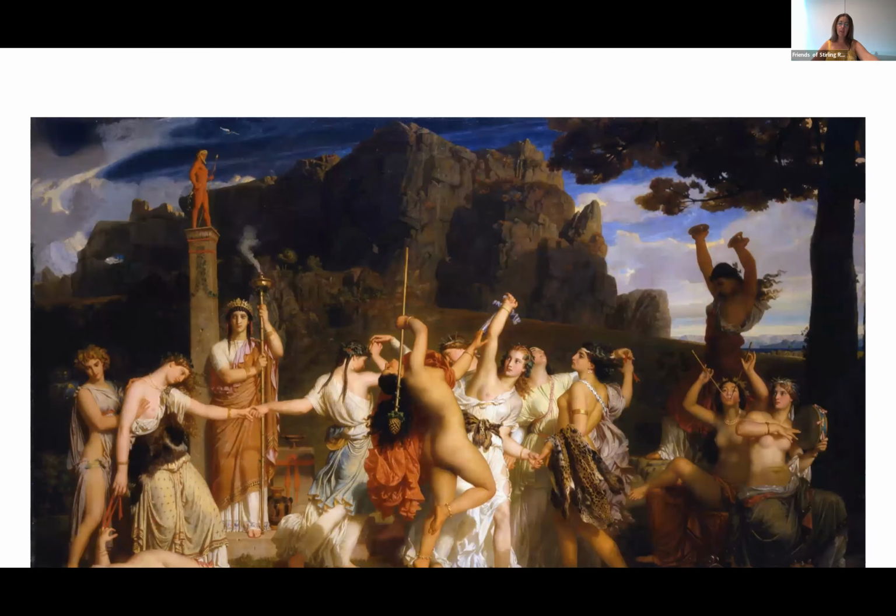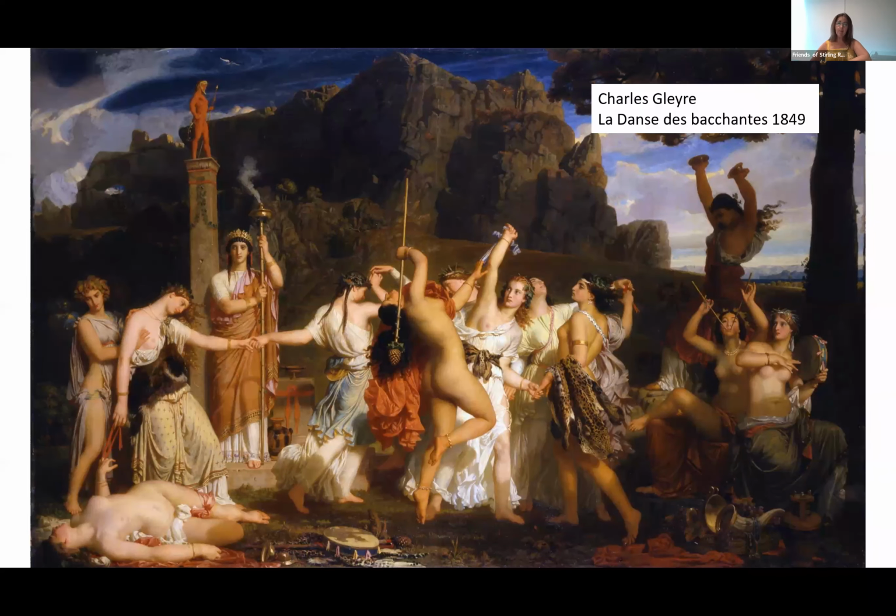It's rather interesting. Charles Gleyre, he was a classicist. He was an artist who was well known for his mythological subjects. And here we have one example, very famous, very successful during his lifetime. And we find that his representations are very complex with many figures. They are beautifully colored and very well thought out.